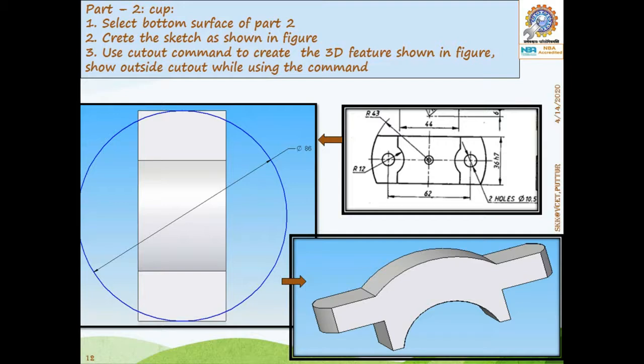Then go for the cutout command. Then select that 86 mm circle, create the feature, showing the outside of the cutout. Then move the cursor in the downward direction, and you get a through cutout, and you get a curved portion on both ends of the cup part.